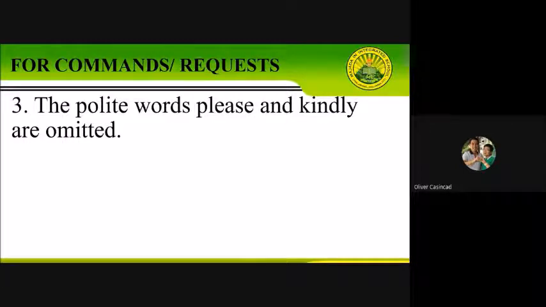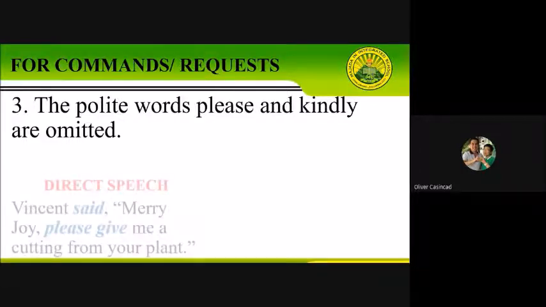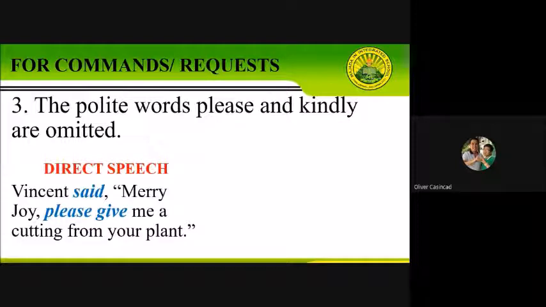Still for commands and requests. Number 3, the polite words please and kindly are omitted when you are changing it into indirect. Like for example, Vincent said, Mary Joy, please give me a cutting from your plant. So take note of the verb said in the introductory part, you have there the polite word please, and you have there the verb give. That is the imperative form of the verb. When you say imperative, it is the base form of the verb which commands someone to do that particular action.